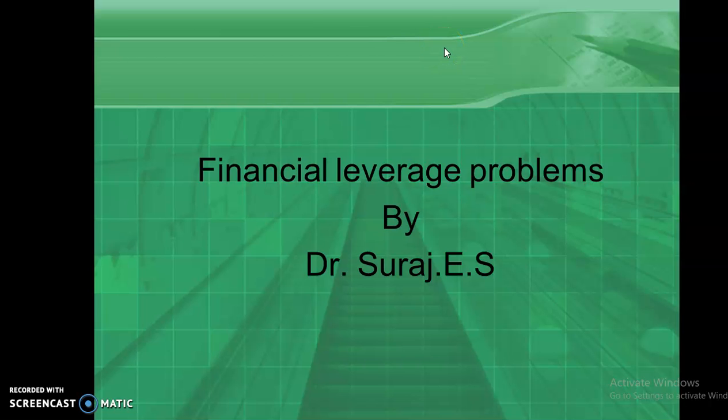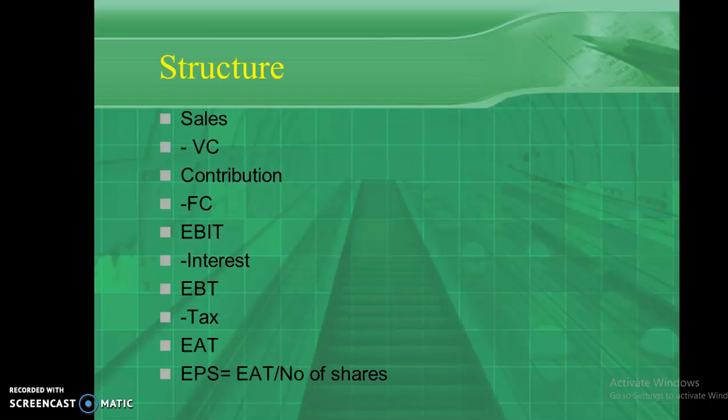Hi, let's look into the problems related to leverage, financial leverage and operating leverage. Before that, just to go through the structure of the leverage. Sales minus variable cost equals contribution. Contribution minus fixed cost equals EBIT, earnings before interest and tax. Then you deduct interest, so that is earnings before tax, less tax, that is EAT, profit after tax.